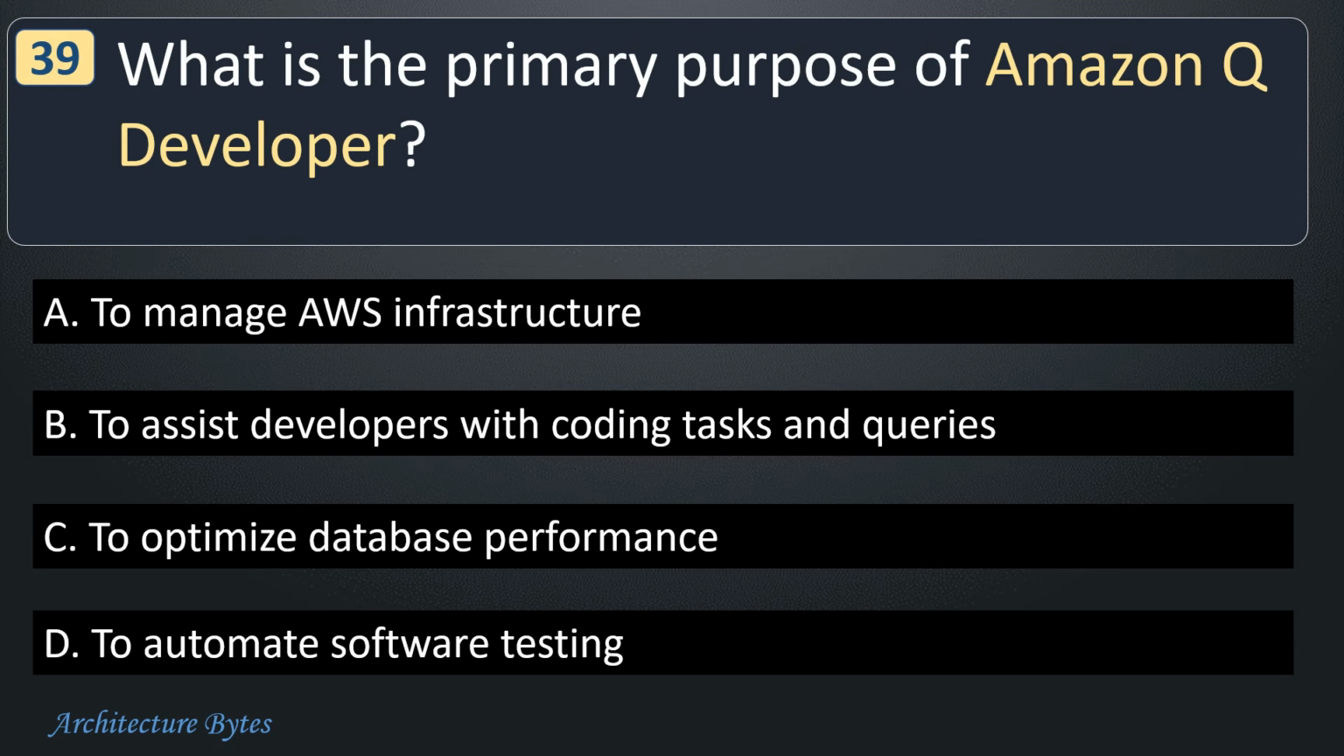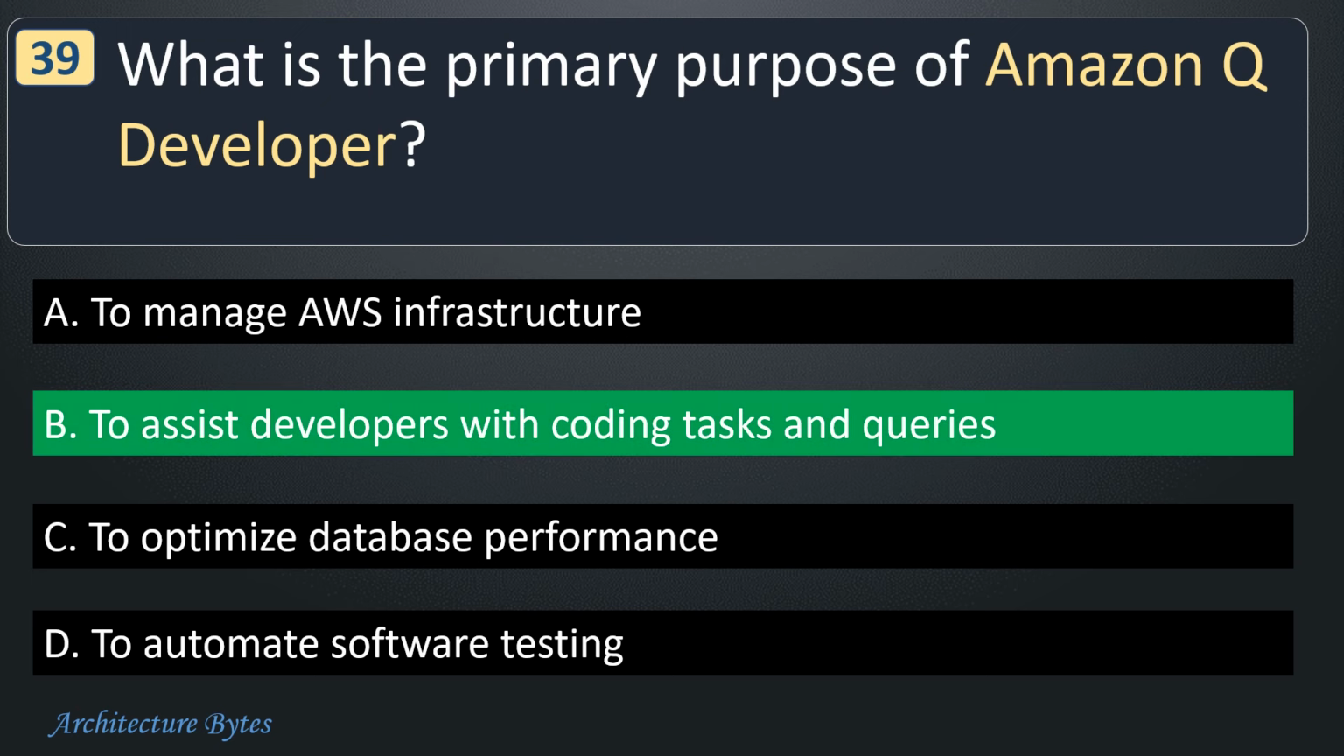What is the primary purpose of Amazon Q Developer? Our options are Option A, to manage AWS infrastructure. B, to assist developers with coding tasks and queries. C, to optimize database performance. D, to automate software testing.